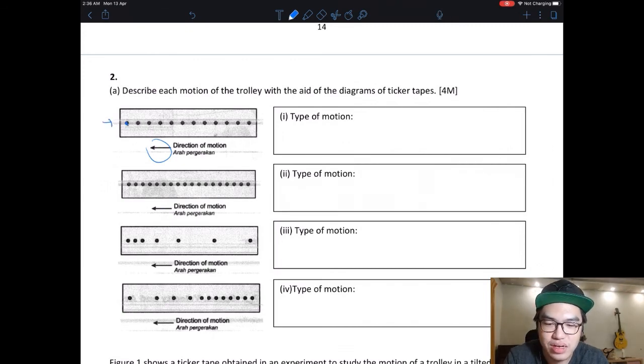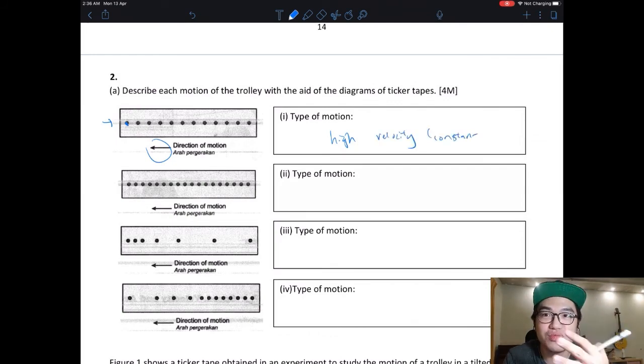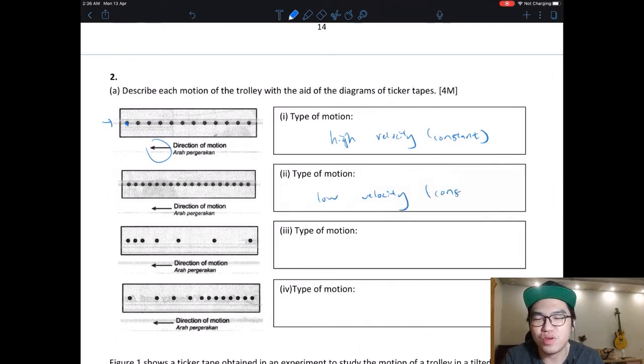So this is high velocity, or you can say constant. It is high velocity but it's constant, means the speed is maintaining. Can you see the dots are equally spaced? But here, this is low velocity, also constant. My velocity is not changing, just going a bit slow.